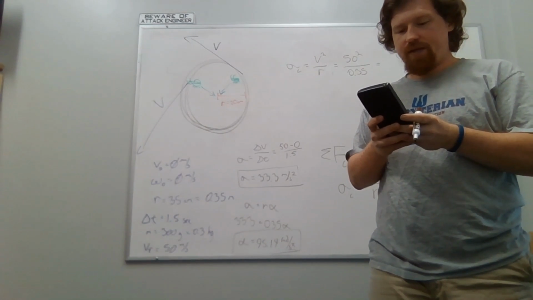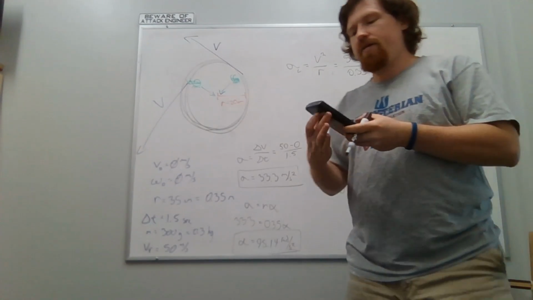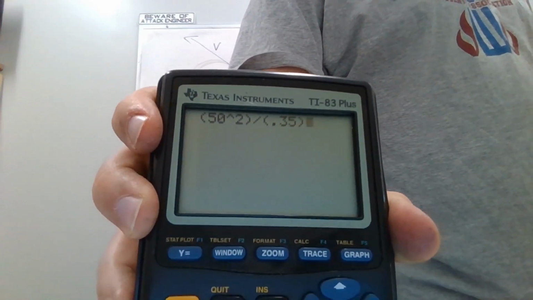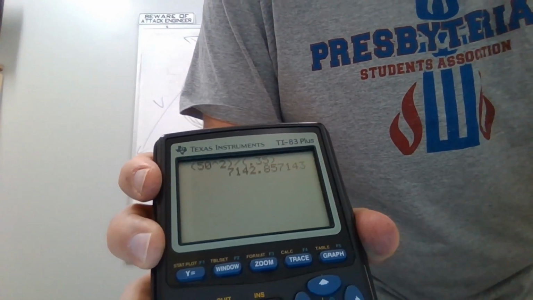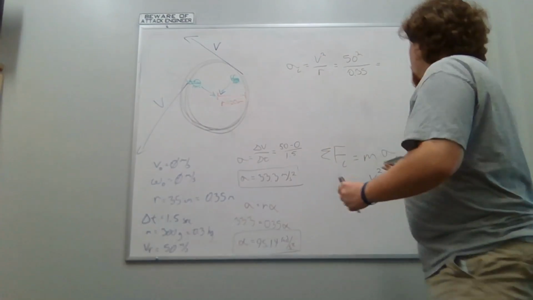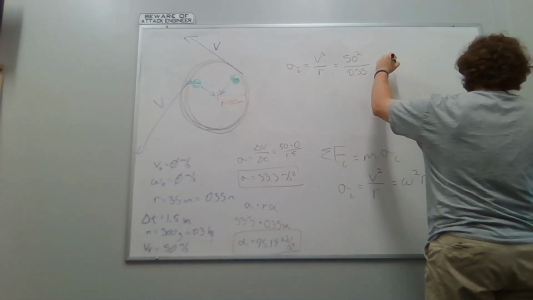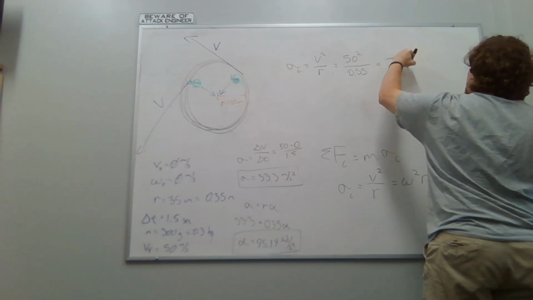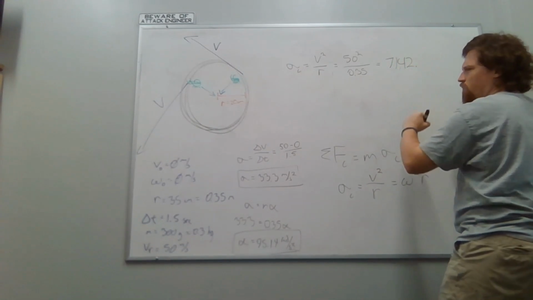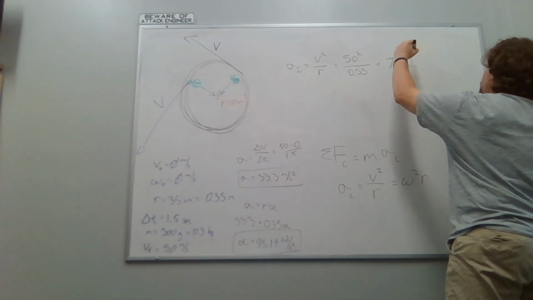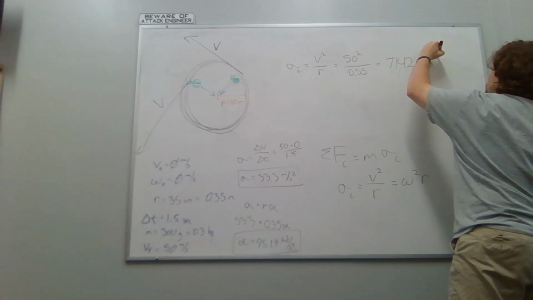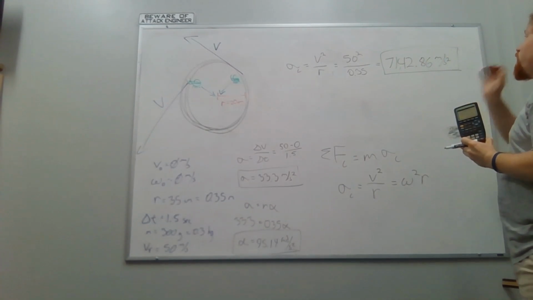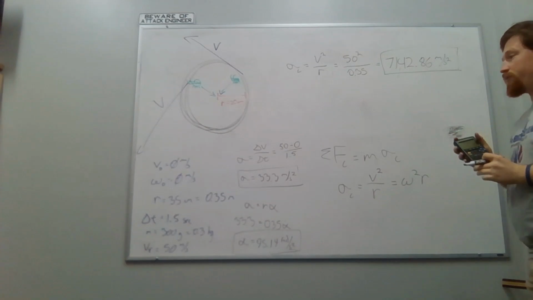I'm just going to put that into my calculator and show you how I put it in, to show you the best possible way to enter it to avoid any operational errors. Press enter. And that will tell us that the centripetal acceleration of this rock was 7,142.9 meters per second squared.